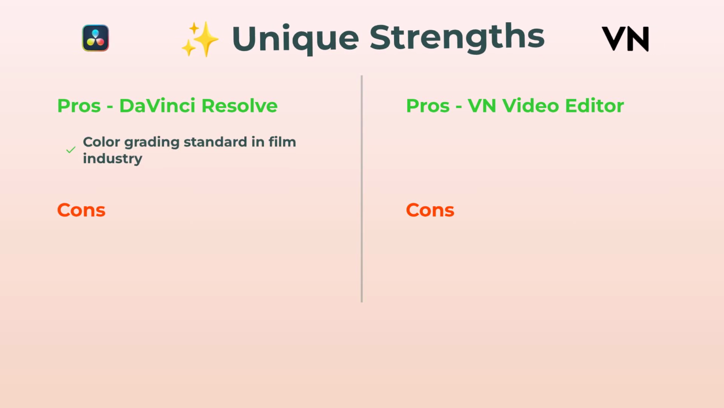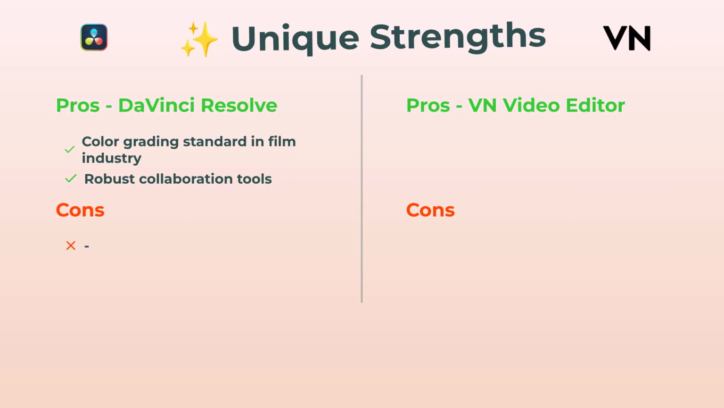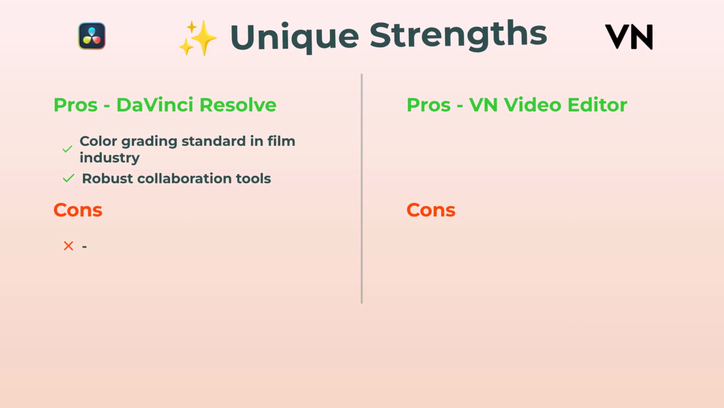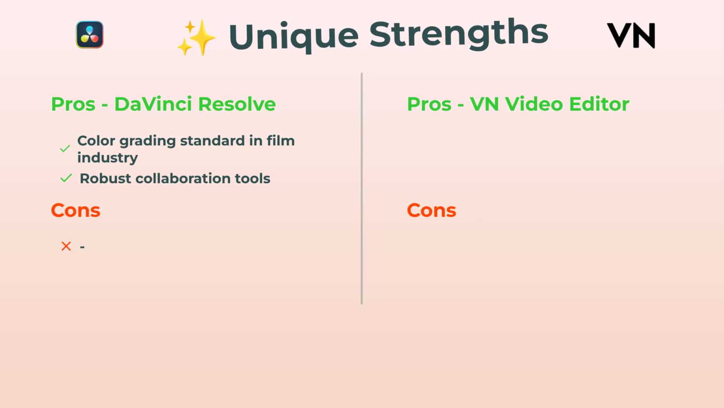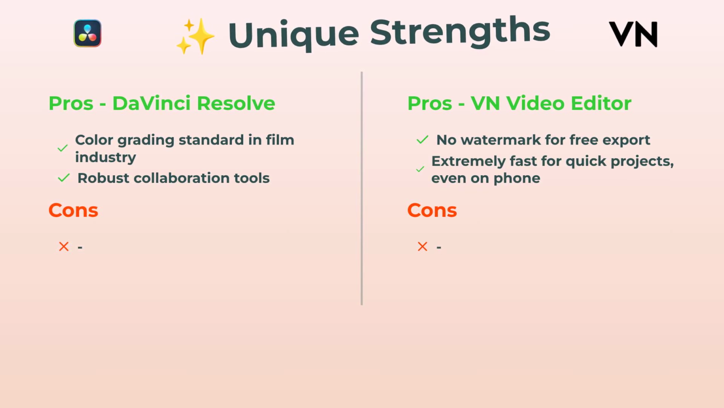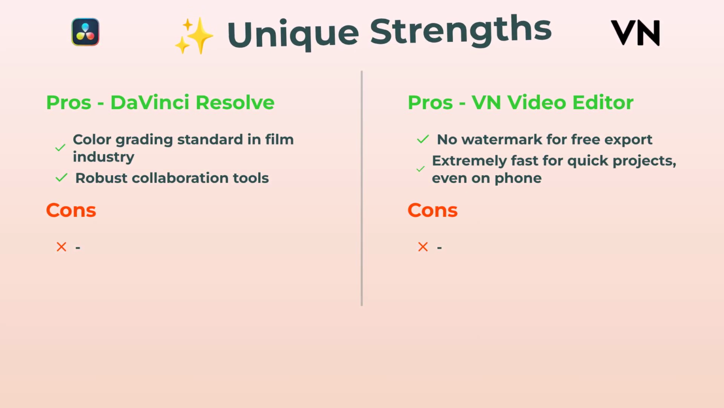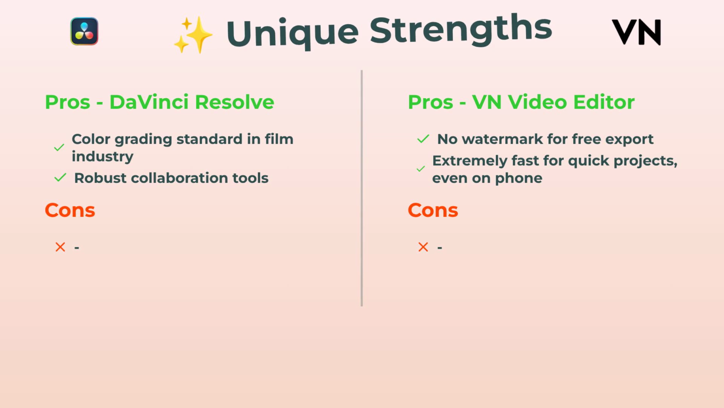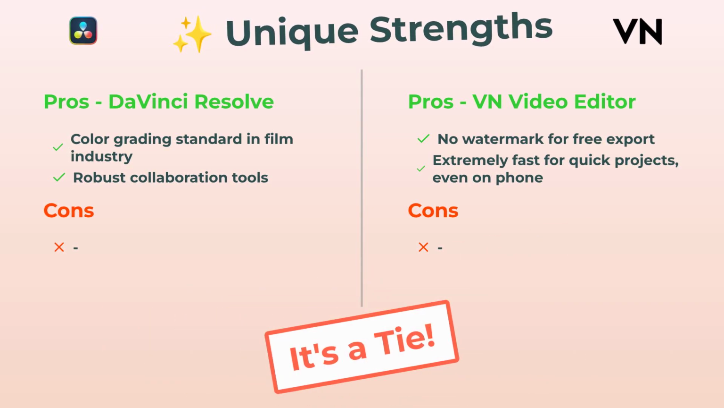Unique strengths. This one's fun. DaVinci Resolve is basically the industry standard for color grading. We're talking Oscar-level stuff. Plus, multi-user collab features that pros love. But VN lets anyone export videos with zero watermark, completely free. And honestly, it's lightning fast. You can finish a story while you wait for your coffee. Both have legit cool factors, so I'm calling this one a tie.